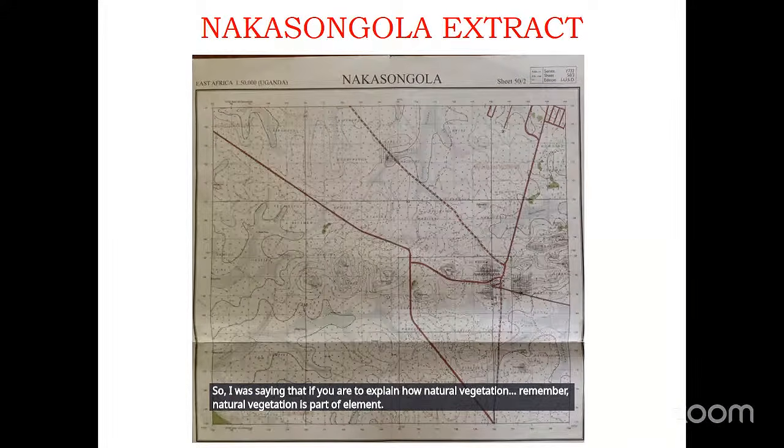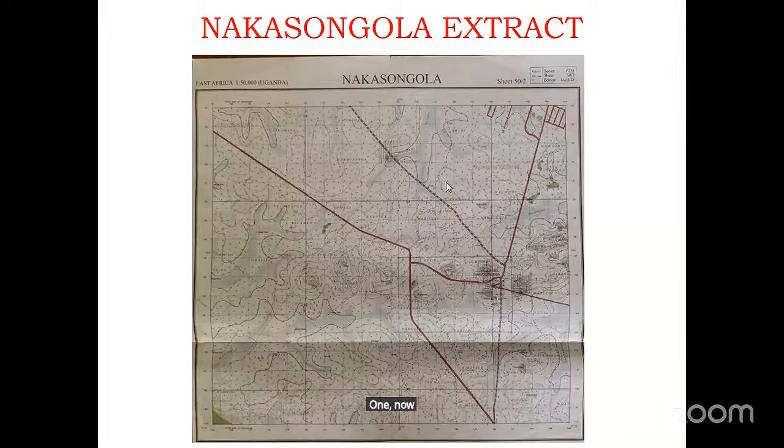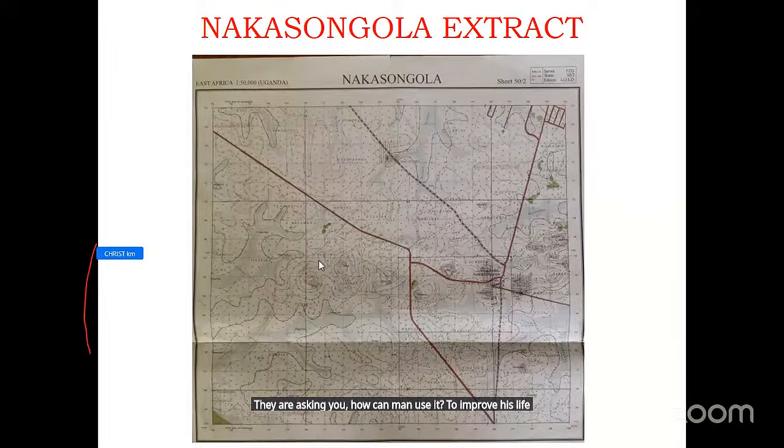So I was saying that if you are to explain how natural vegetation is used, remember natural vegetation is part of element 1. Now they are looking at the vegetation in this photograph. They are asking you, how can man use it to improve his life? This means if anyone is using this map, look at it and identify the natural vegetation, which is a forest. He can use lumbering to provide employment to the people.